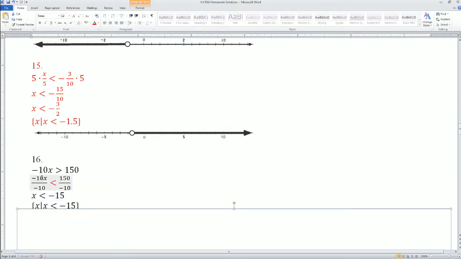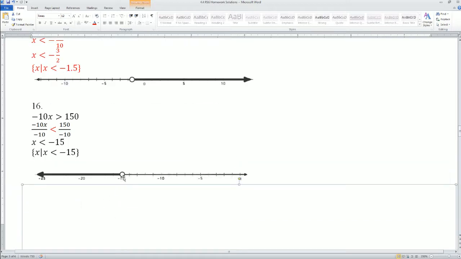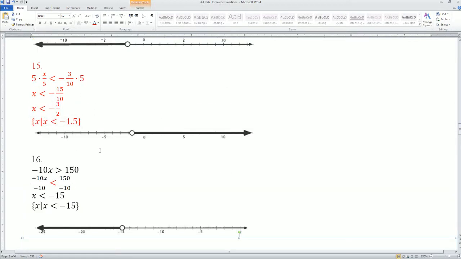16. Negative 10x is greater than 150. Divide negative 10 to both sides. You flip the inequality. So you would say that the solution set is x is less than negative 15. That's correct. Negative 15 all the way to the left. Okay, don't worry. I'm going to come back to 15 later.